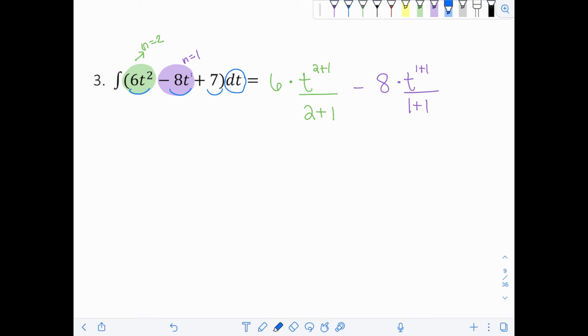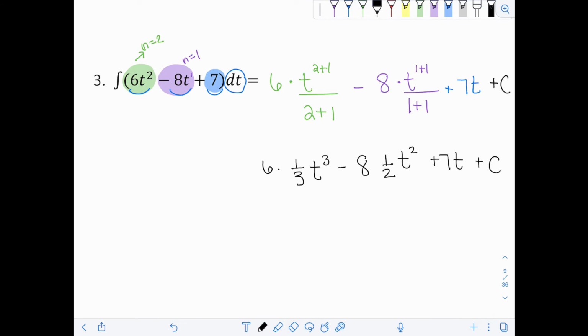And now let's look at the last one, 7. So that would be plus 7t. And then the very last step is to add in the c. Well, I guess I shouldn't say very last step because we do still need to simplify here. So let me rewrite this. 6, and this ends up being 1/3 t cubed, minus 8, and then 1 over 2 t squared, plus 7t plus c.